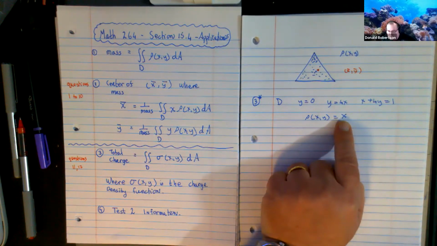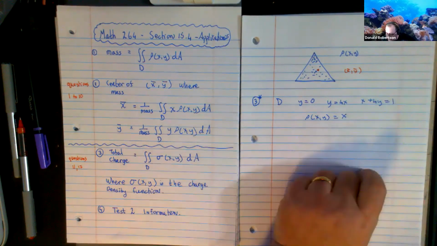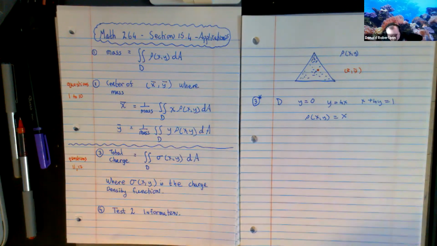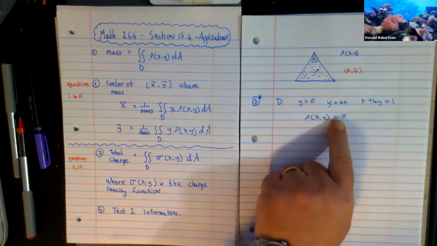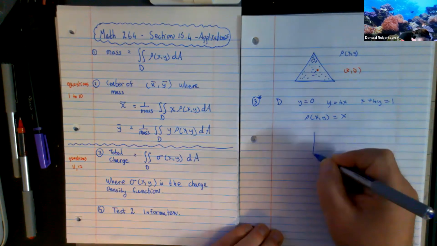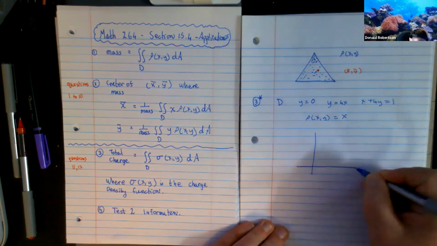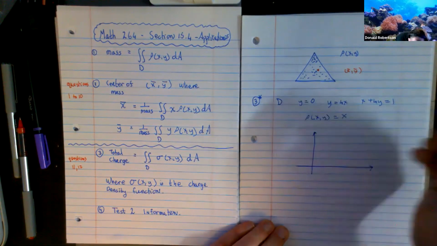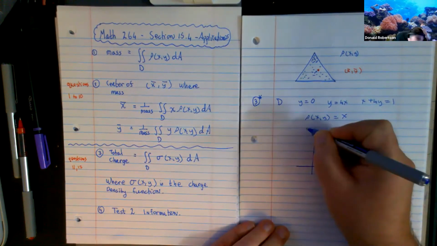Sometimes the density function has a k next to it, like we did yesterday. It's kx. Sometimes the density function is described as proportional to the distance from the center. In this case, the density function would be the square root of x squared plus y squared. But in this case, it's given. So what I would do first in a question like this, if I'm not sure what it looks like, I'd use Desmos, but I think I should be able to draw this thing.